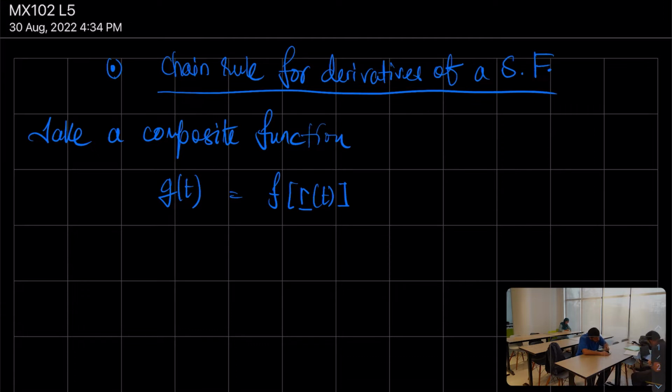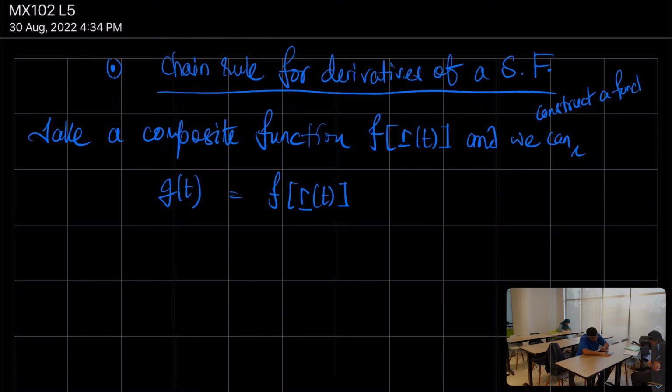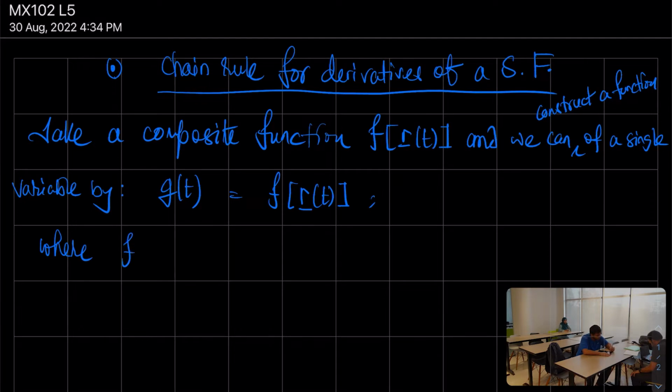Function of t, and we can construct a function of a single variable like this, where f is a scalar field. Okay.